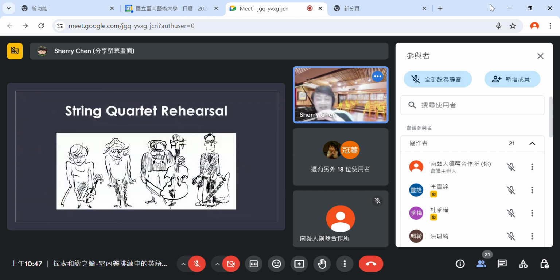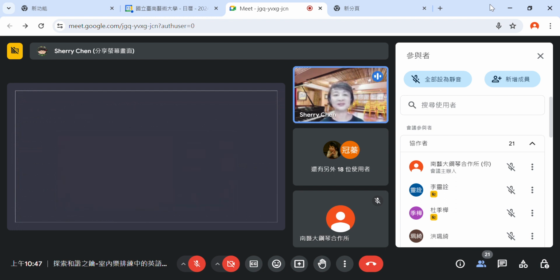Okay, so let's go on to a string quartet rehearsal. Now we have 4 people. The more people you involve, the more confusing it becomes, because there are more voices and more disagreements. So let's start. Sophia is the first violinist.